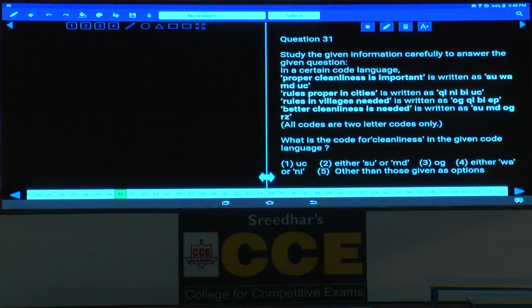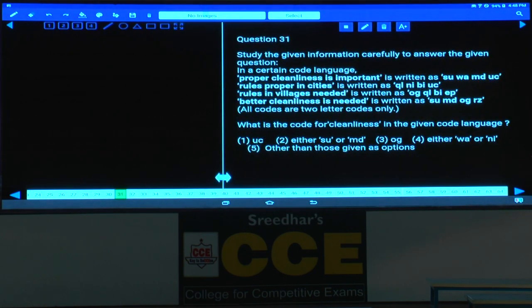31 to 35, how many sentences are there? In total we have 4 statements. Proper cleanliness is important, that is the first one. Rules proper in cities is the second statement. If you compare the first one and the second one, what are the words which are common here? Proper is common, isn't it? Proper is the only word which is common. Cleanliness is important, hence only proper is common.